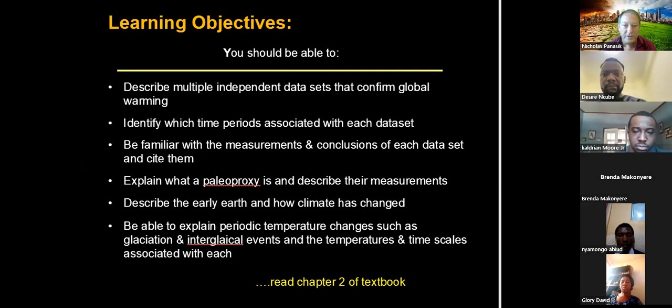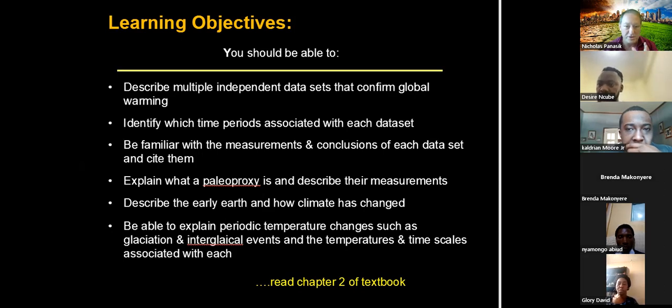You should also be familiar with the measurements and conclusions of each of the data sets and be able to cite them. You'll have to be able to talk about what a paleo proxy is, how the measurements are made, what exactly they're measuring, and how we now interpret that in terms of temperature or other information. You should also be able to describe what the early Earth looked like and how the climate has changed since then. And with that, be able to explain these periodic temperature changes, such as glaciation and interglacial events that are associated with these different time periods.